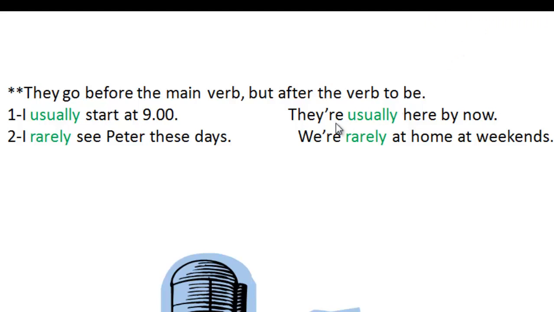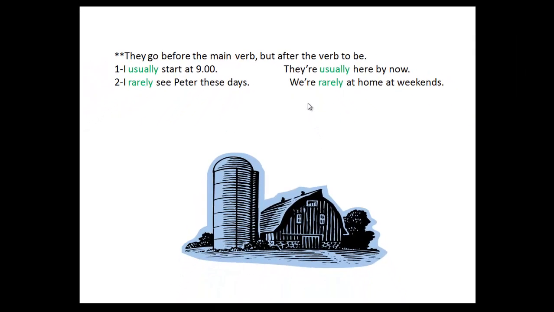If we look at the third sentence, they are usually here by now. Here usually comes after the verb to be, are. And in the following sentence, we are rarely at home at weekends. Here also the adverb of frequency rarely comes after the verb to be, are. So we have to pay our attention to the location, to the place of frequency adverbs.